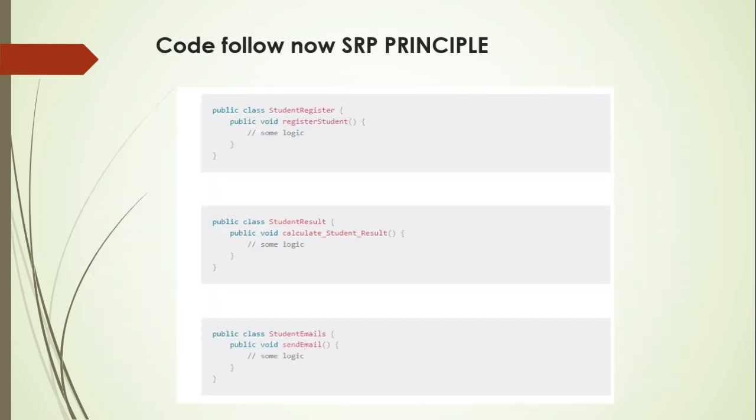Now, as compared to the previous code, if we see this code, we have three different classes designed for a single responsibility. So this means this code follows the SRP. Now you can analyze which code is easier.